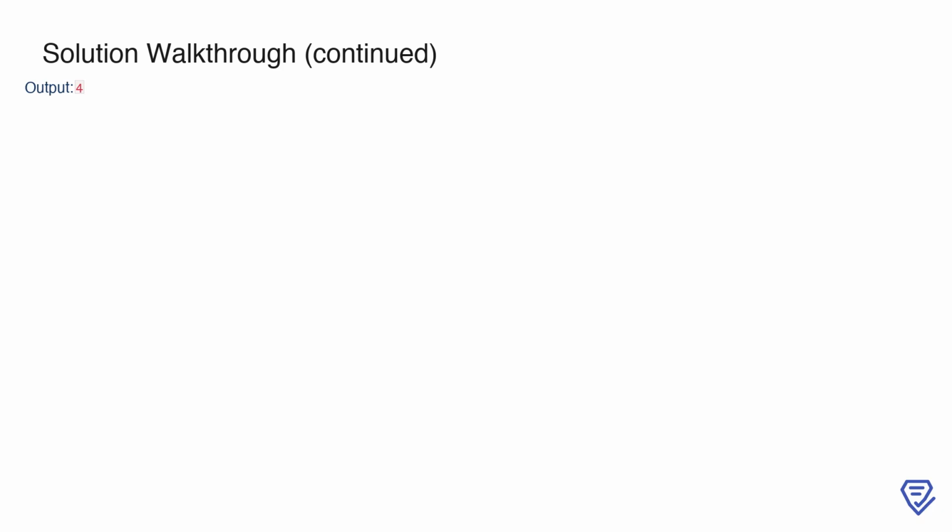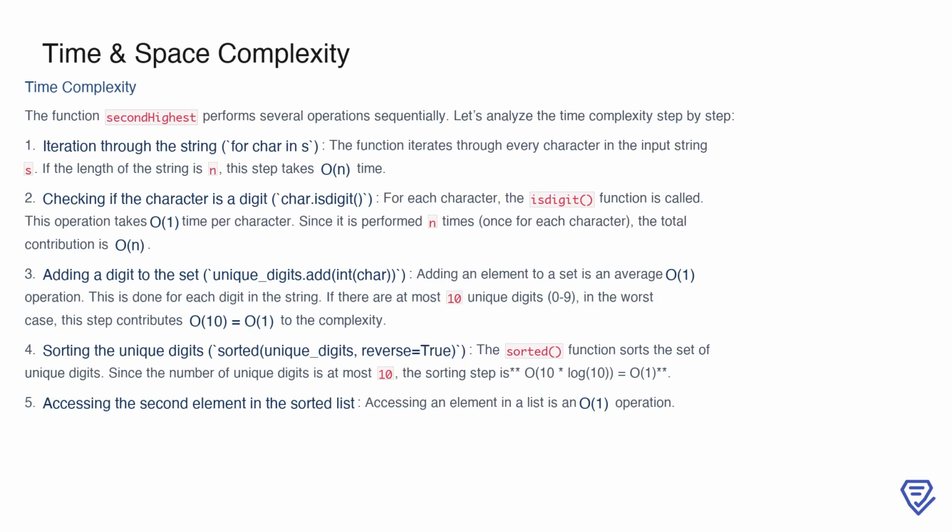By following these steps, extracting unique digits, sorting them, and identifying the second largest, we can efficiently solve the problem for any input string. The time complexity of the function second_highest is determined by analyzing each step in the process. First, we iterate through the string s character by character. If the length of the string is n, this loop runs n times, contributing an O(n) complexity. For each character, we check if it's a digit using the isDigit method. Since this check is a constant time operation, and it is performed n times, its total contribution is also O(n).